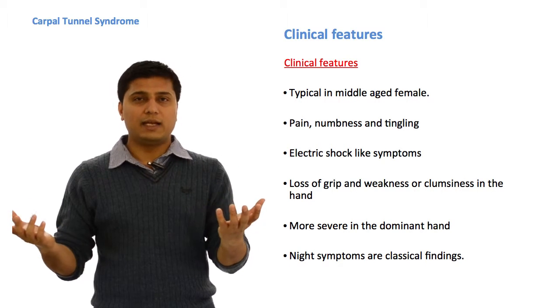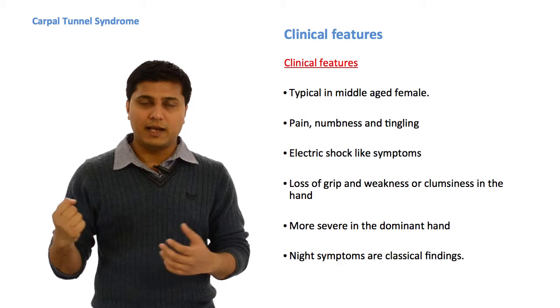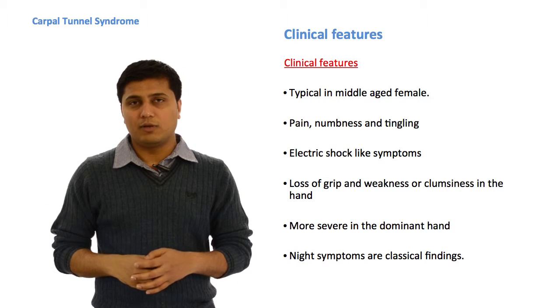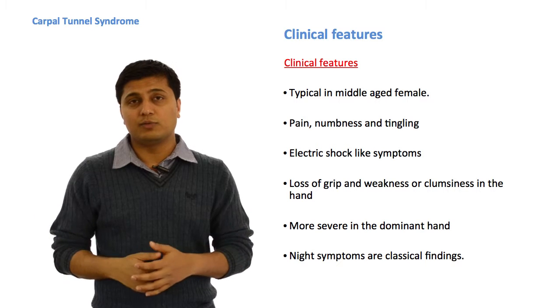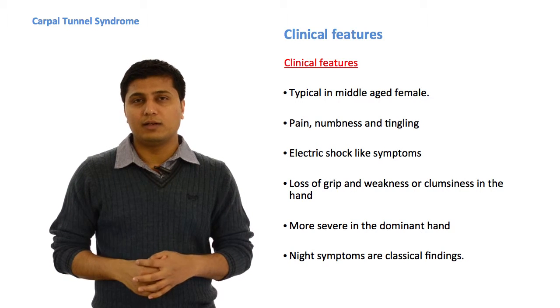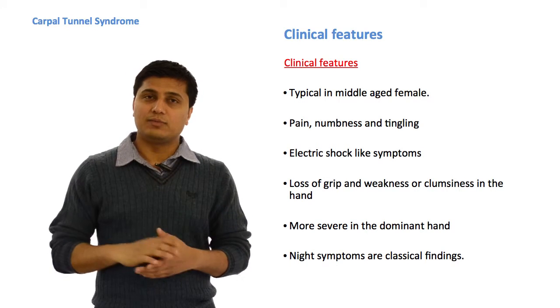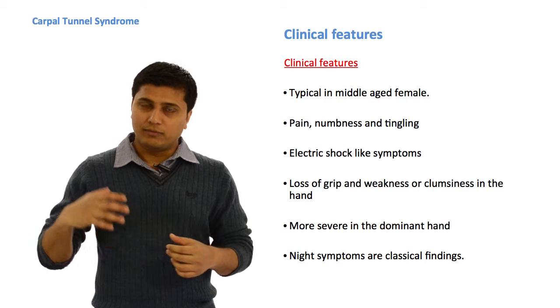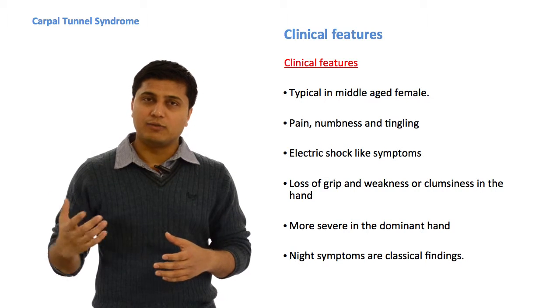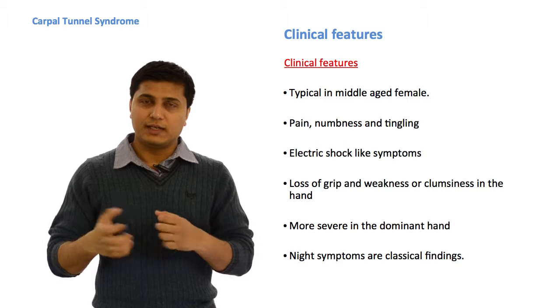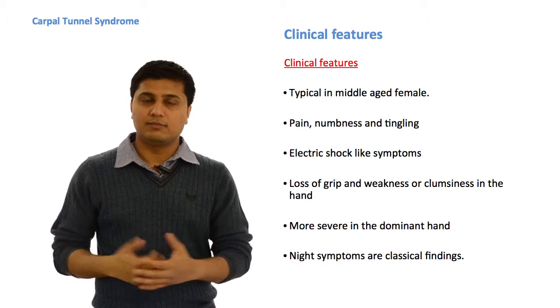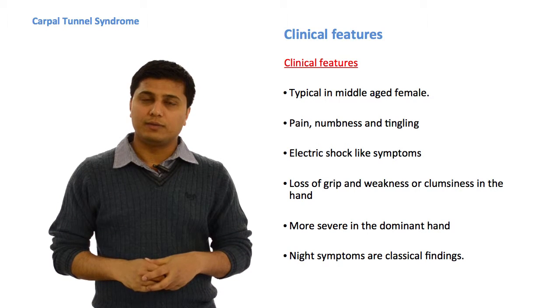If both hands are involved, the dominant hand seems to be involved. The symptoms seem to be more severe in the dominant hand. Night symptoms are classical of carpal tunnel syndrome. It gets worse during the night, and after shaking or some repetitive movements, the symptoms get resolved as well.